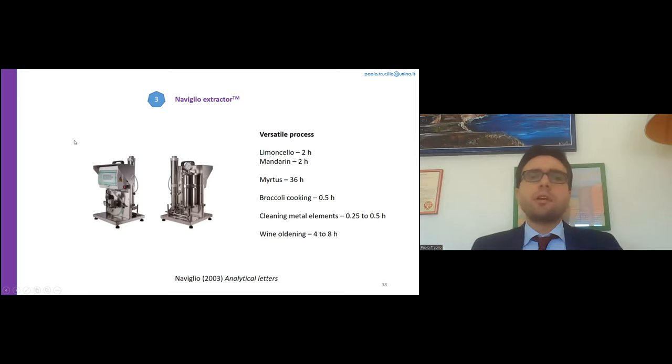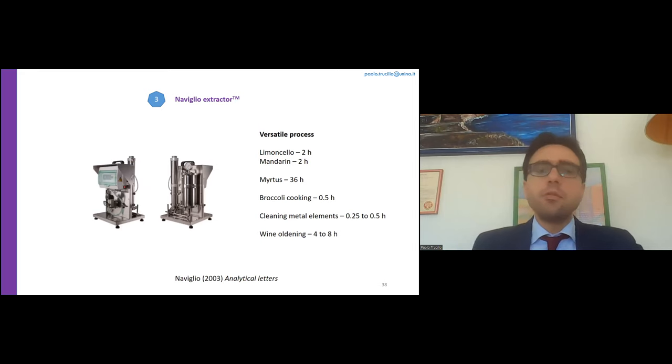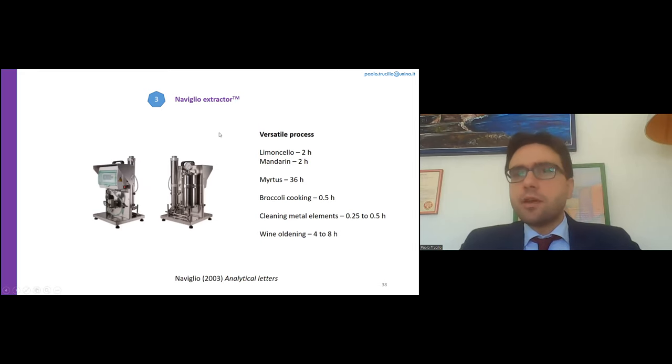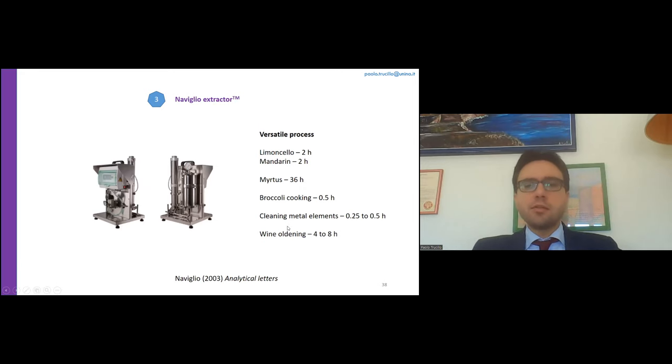That's why we have developed, at our university in the Department of Chemical Sciences, the Naviglio extractor, which is a very versatile process that significantly reduces the time of extraction from natural matter. We managed to produce many liquors that are very famous in our land in Italy, limoncello and mandarin, in just 2 hours, Myrtus in 36 hours, but we also did something else: broccoli cooking in half an hour, but also the cleaning of metal elements in not more than half an hour. And finally, our studied application also is wine holdening in a time from 4 to 8 hours.